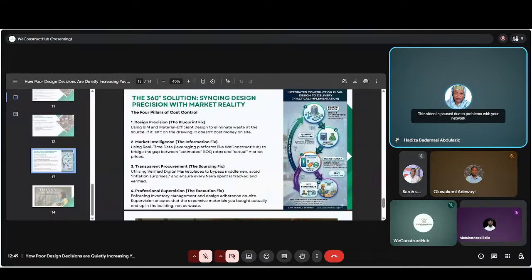So, thank God. The solution framework I just delivered is a 360 solution. The design fix: move from complex to material efficient.